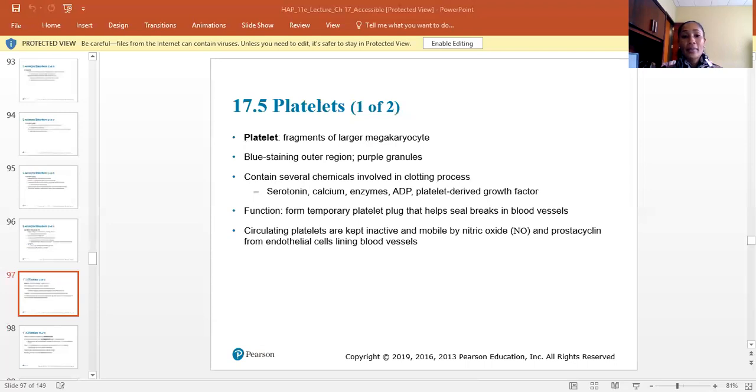And then if I'm type O blood, I have no agglutinogens on my red blood cell surface. I have both anti-A and anti-B antibodies in my plasma, and I can only receive blood from O. But I'm considered the universal donor because I do not have any antigens or any agglutinogens on my red blood cell surface. Okay. Whew, that's a lot.